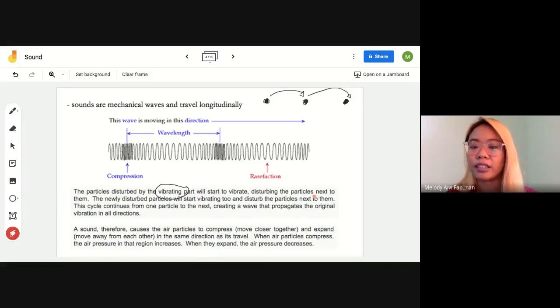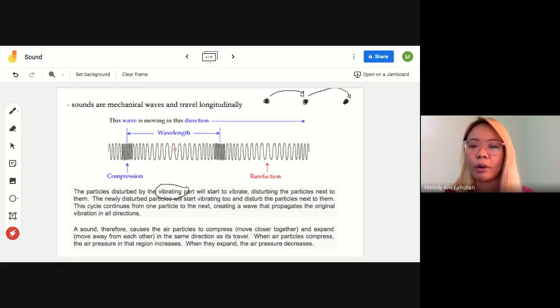Okay? So pag na-transfer na siya doon sa next particle, sabi nga niya dito, it's going to disturb the particles next to them. So yung vibration originally from this particle is now transferred doon sa katabi niyang particle and then matatransfer ulit doon sa susunod na katabing particle. So that's how the sound waves are transmitted from one location to the next. Okay? Sabi niya ganon, this is how we create a wave that propagates.